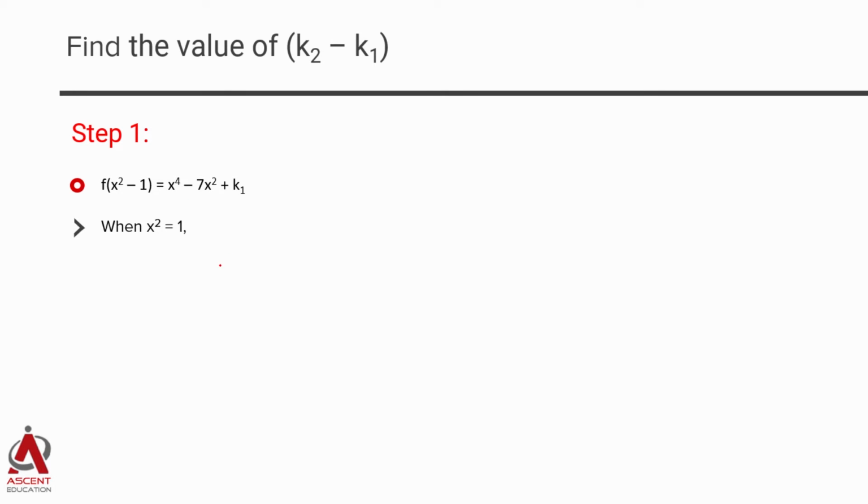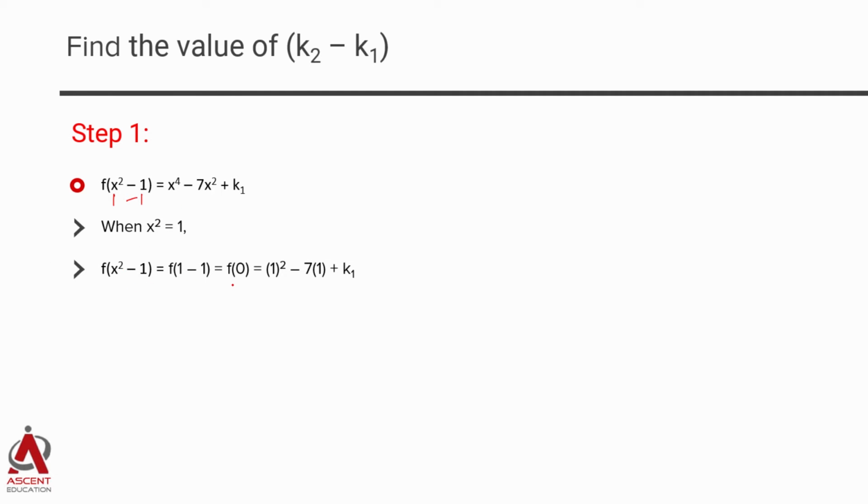When x square is equal to 1, the function actually becomes f of 1 minus 1. x square becomes 1, so this will become f of 1 minus 1, which is equal to f of 0. And when x square is equal to 1, wherever we find an x square on the right hand side, we're going to replace it with 1 as well. So this is what we'll be left with.